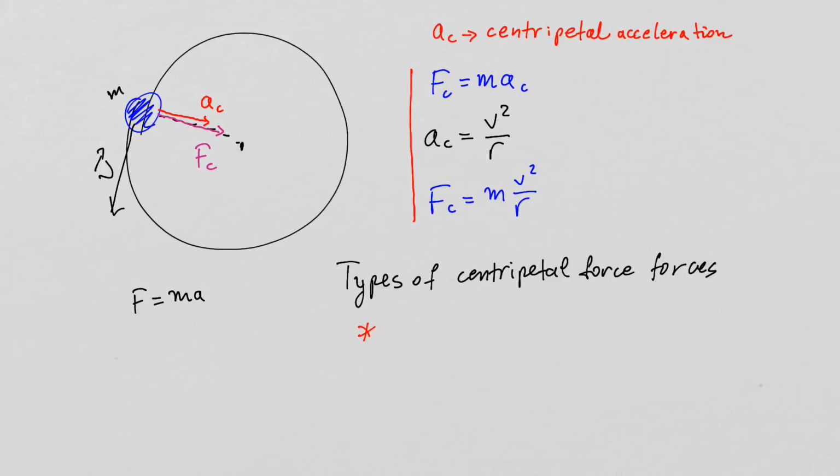So in the example with this mass that is tied with a string and rotates about the fixed end of the string, the centripetal force is the tension in the string. So tension is one type of force that can be a centripetal force.